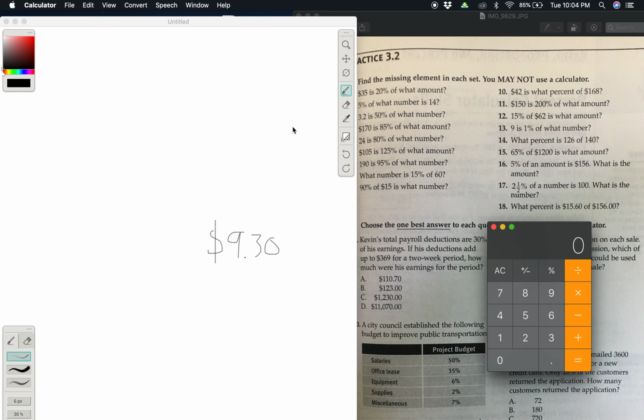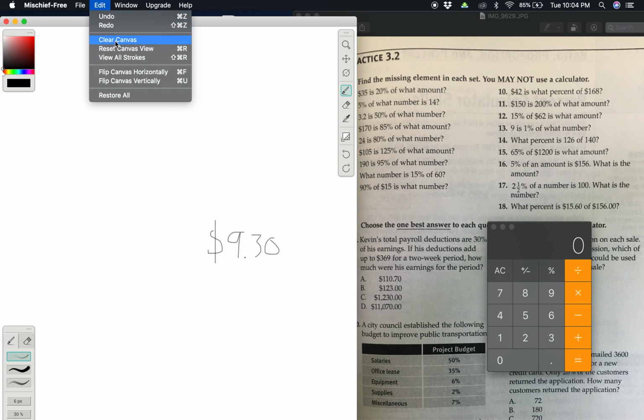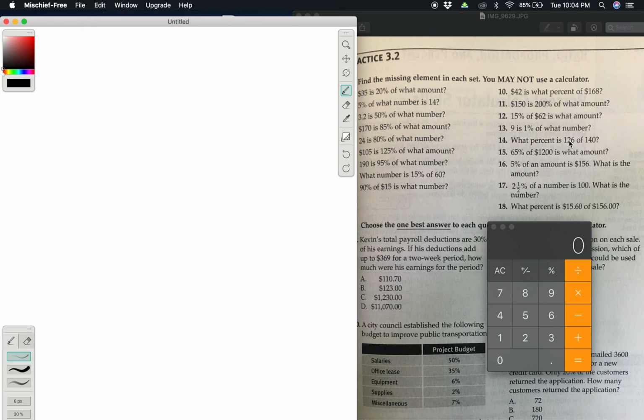What percent is 126 of 140? So 126 is the part, obviously, and 140 would be the base. So 126 divided by 140. Remember, this time we move the decimal point to the right after we do this calculation, to the right 2 times. So we get 0.9. Moving it over twice would be 90. So we have 90%. What percent is 126 of 140? It's 90%.